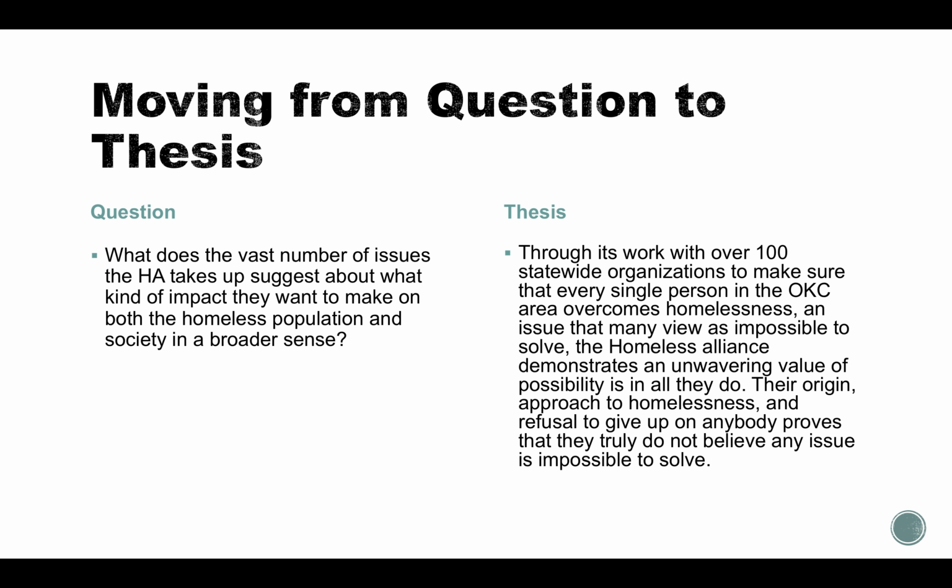What my thesis statement ended up being is, through its work with over 100 statewide organizations to make sure that every single person in the OKC area overcomes homelessness, an issue that many view as impossible to solve, the Homeless Alliance demonstrates an unwavering value of possibility in all they do. Their origin, approach to homelessness, and refusal to give up on anybody proves that they truly do not believe any issue is impossible to solve. So mine is a couple of sentences, and I might be able to knock off their origin and approach and just make that a part of it.